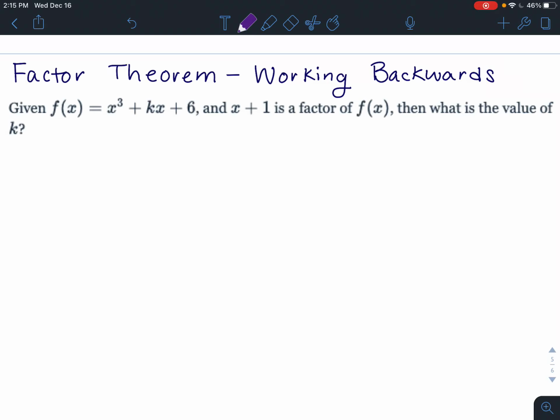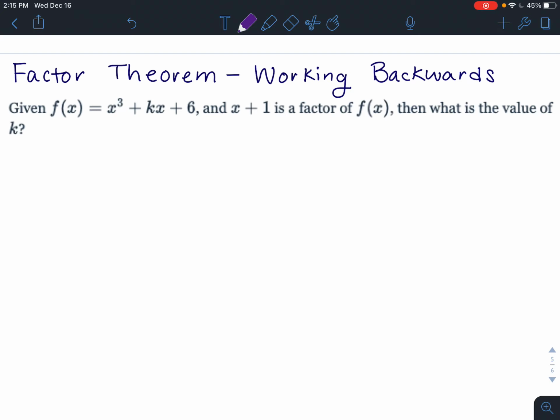So now we're going to look at factor theorem in terms of working backwards. We're going to be given a polynomial where we know one of the factors, but we're missing one of the coefficients of one of the variables in the polynomial. So we don't know the full polynomial. All right, so we're going to work backwards.